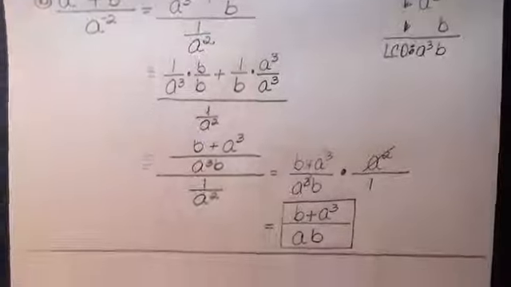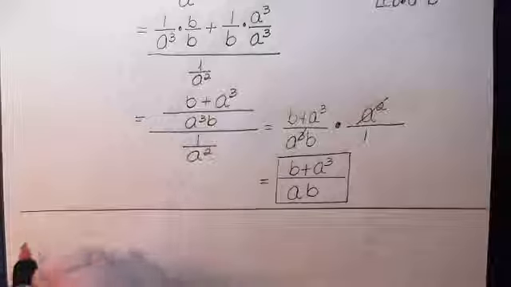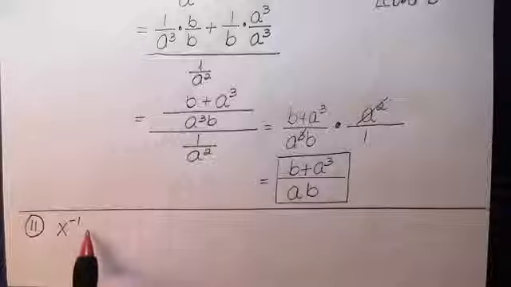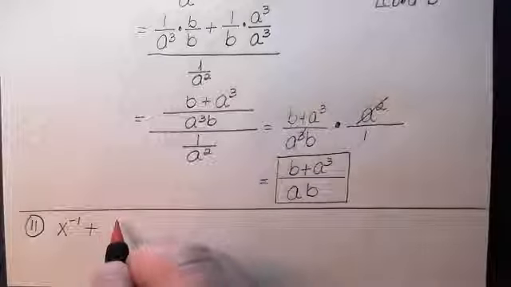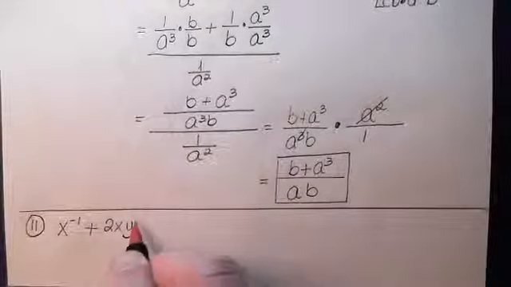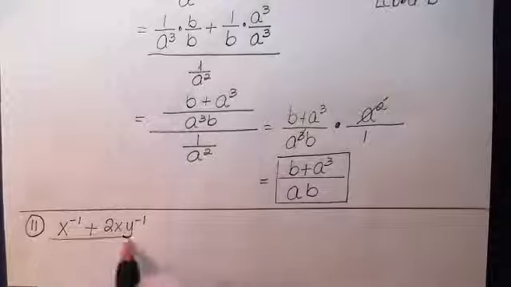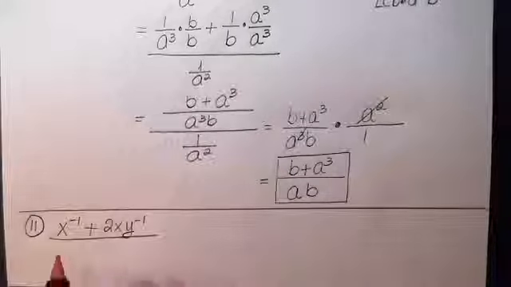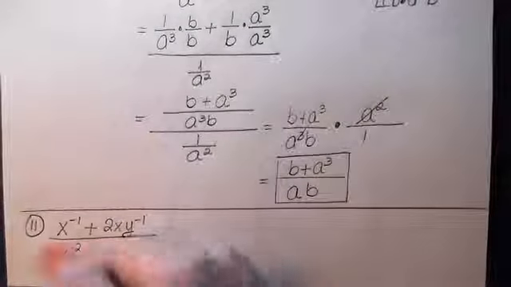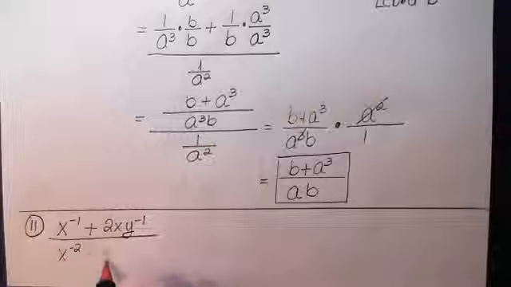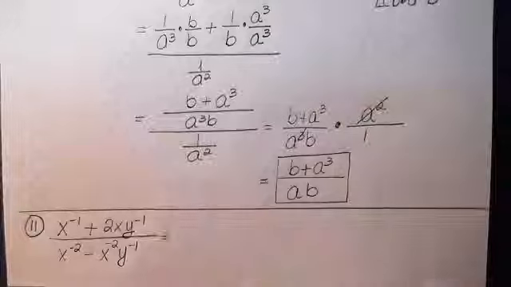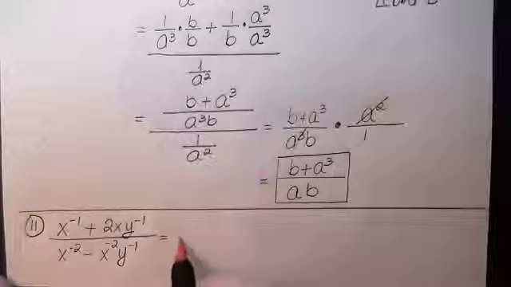Alright, let's go ahead and do number 11 now. Number 11 is going to be x to the negative 1 plus 2xy minus 1, over x to the negative 2 minus x to the negative 2, y to the negative first. Alright, so let's go ahead and flip them first.